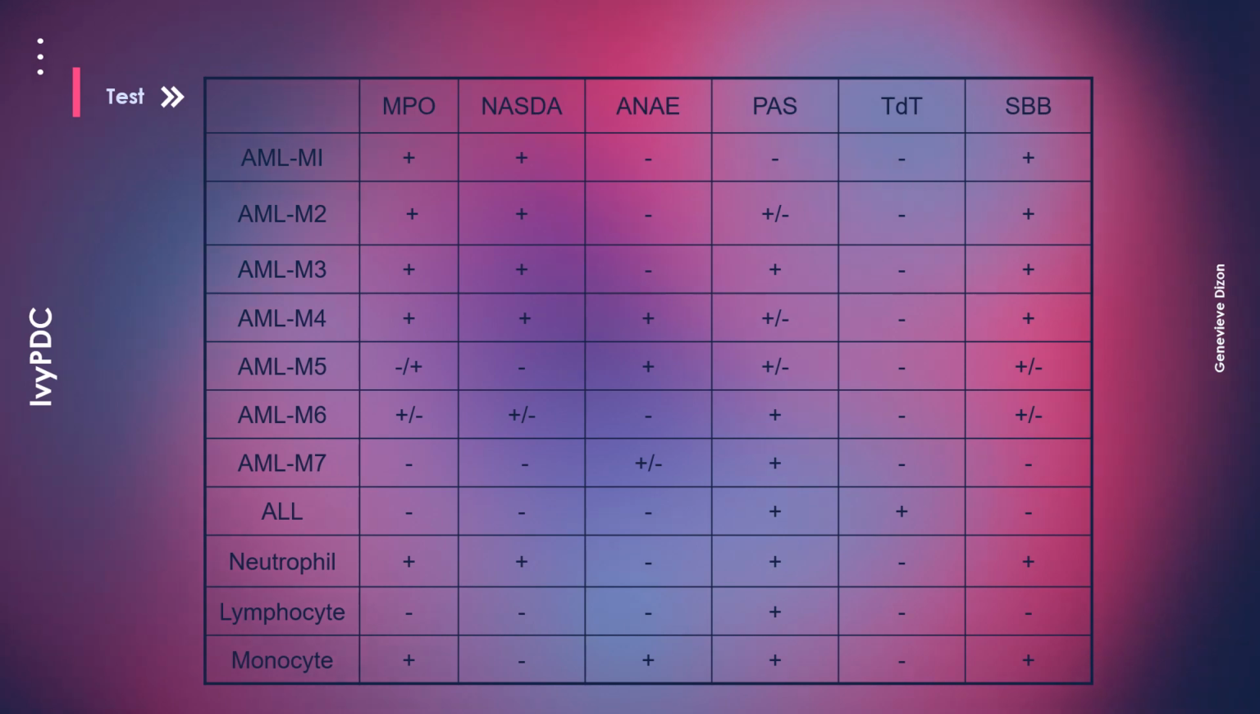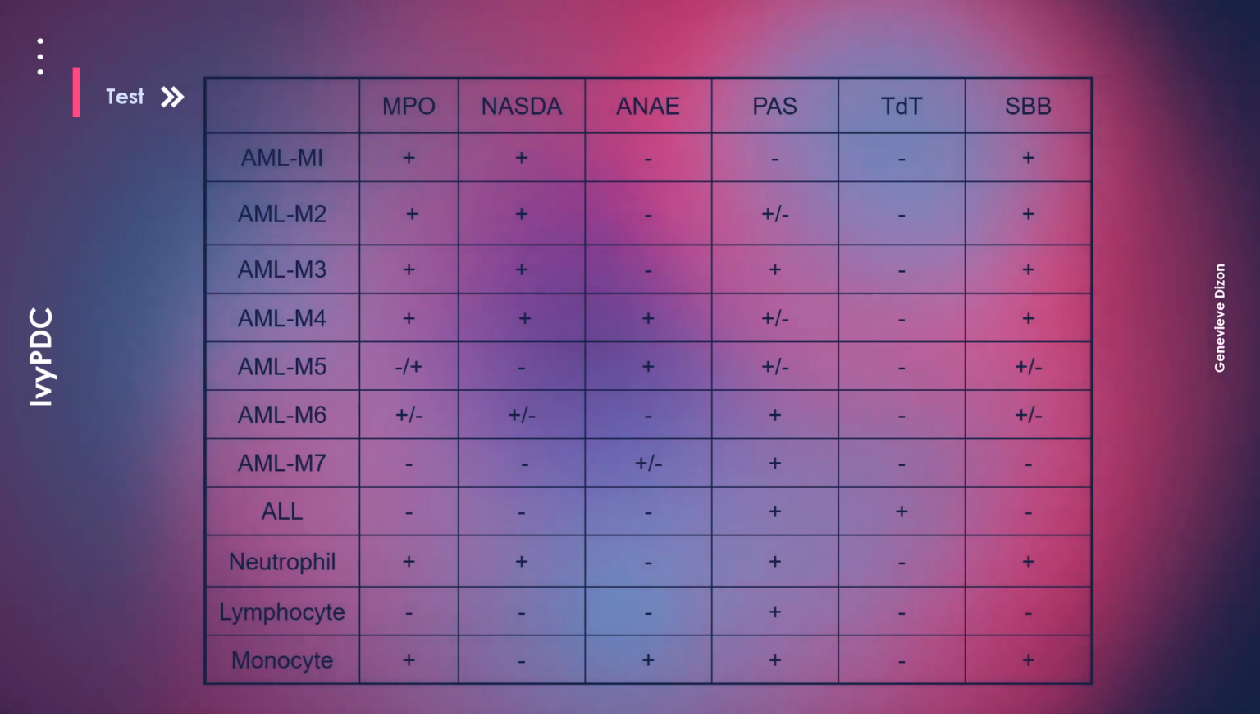So M3 will have a blush pattern. M6 and M7 would either have a diffuse or a granular pattern. And ALL will give a polar pattern of positivity. A deviation of the PAS is the TRAP staining, which stands for tartrate-resistant acid phosphatase, which is used for the identification of hairy cell leukemia.